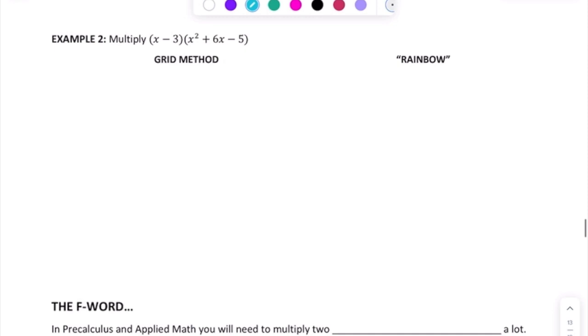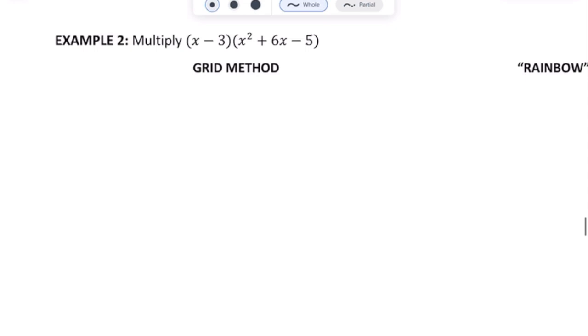Now let's get to the good stuff. So let's talk about something I can't use algebra tiles with. And again, I can't use algebra tiles here because I have an x squared. X squared with algebra tiles does not represent a dimension. It represents an area. And I can't use that in algebra tiles. So grid method and rainbow are my options.